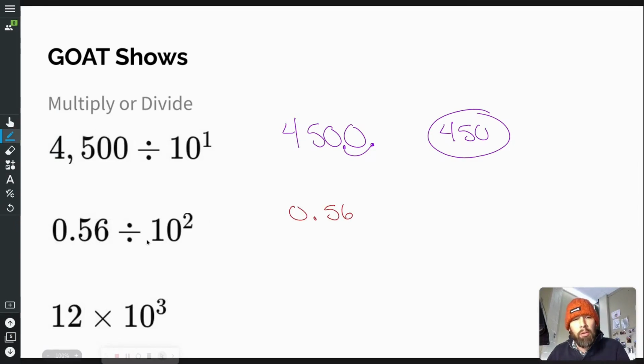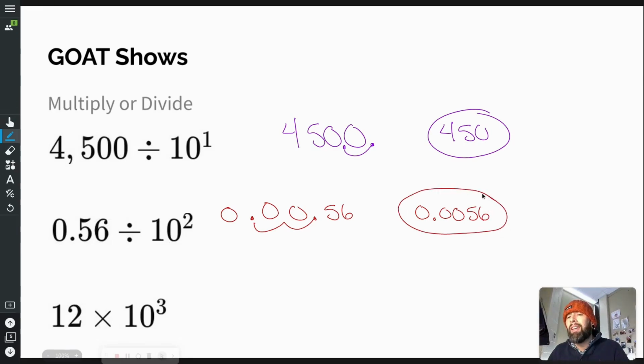0.56, so 56 hundredths. I'm dividing by 10 to the second power, so I'm getting smaller. So I'm going to the left, 1, 2, put a decimal there, fill in that space with a 0, and let's throw a 0 in front of it to make it look nice. So I have 0.0056. And that's read out as 56 ten-thousandths with that TH at the end.